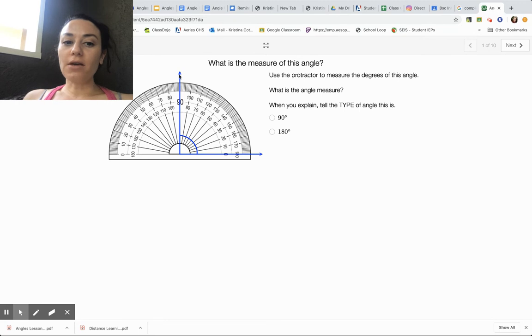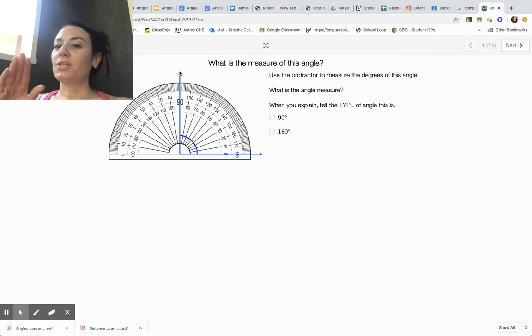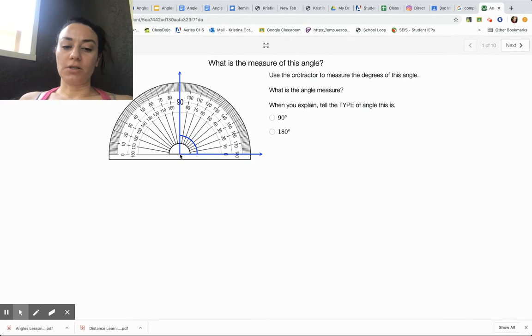So the angle is what's in blue, okay? An angle is the measurement of rotation. There are two arms to an angle, and it's measuring how much rotation there is between the two arms. And we look at the center. The center where the two arms meet is called the vertex.